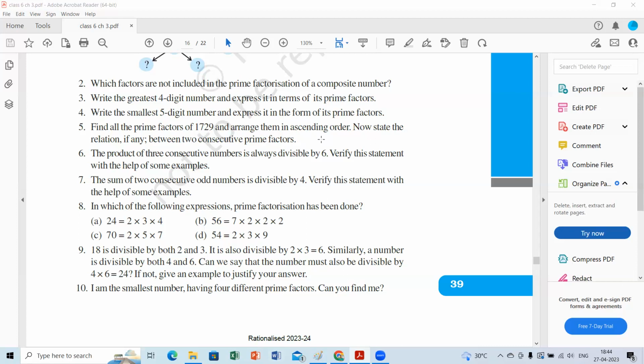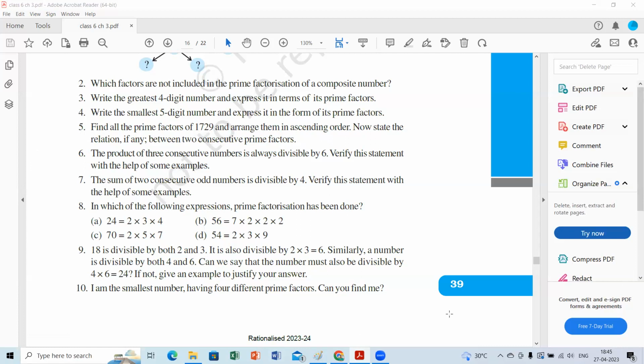Ma'am, from what bit to what bit should we think? From the 4th bit, try till 10. If not possible, at least 4, 5, 6, 7 is mandatory. 4, 5, 6, 7, 8. Okay, ma'am. Okay, that's all for the day, children.